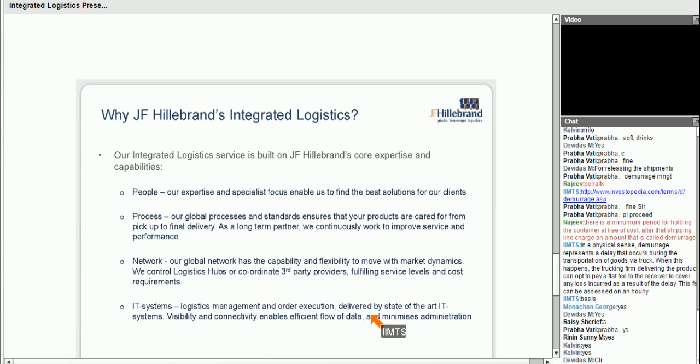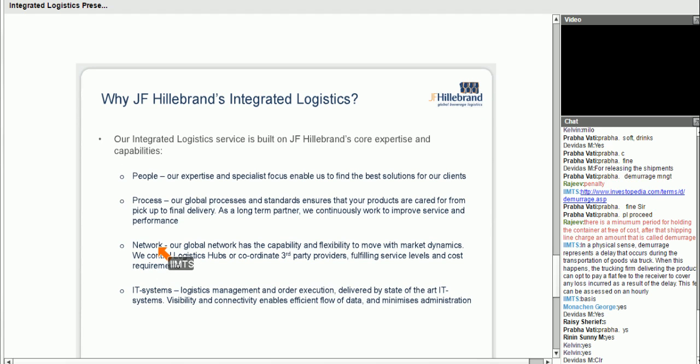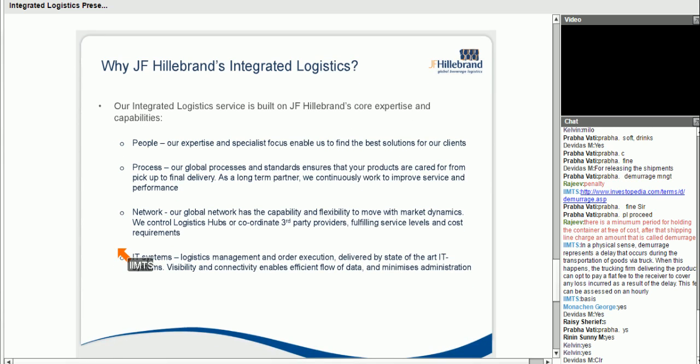IT systems: logistic management and order execution delivered by a state-of-the-art IT system. Visibility and connectivity enable efficient flow of data and minimize administration. So these are the four pillars on which they focus. They care for people, right. They care for the products which are shipped through them. They have a very good IT system where the details of all the data are available to the customer, where the product exactly is, and they have a very good network across the world, so that the whole channel is free flowing. Clear?